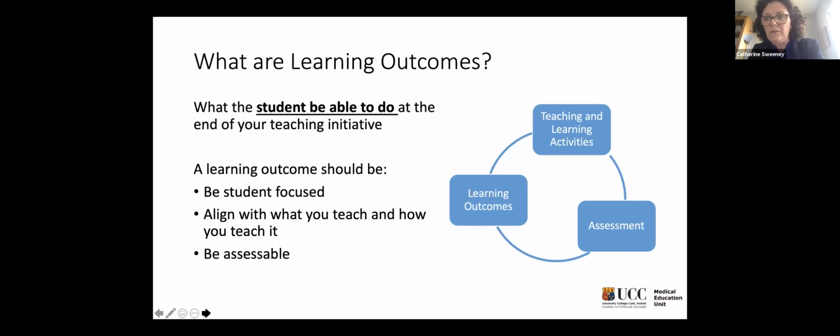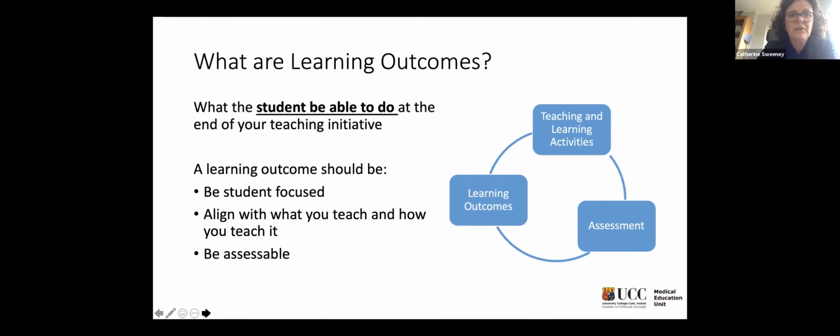So whatever that is, if it's a course, if it's a single session, if it's a whole program, you can write learning outcomes at different levels. So for you, you're going to be writing learning outcomes at the level of what students will be able to do, or participants will be able to do at the end of your simulation session.